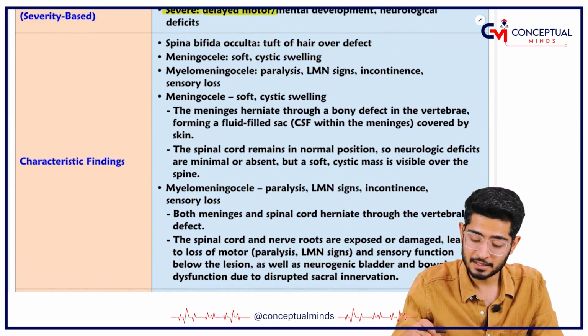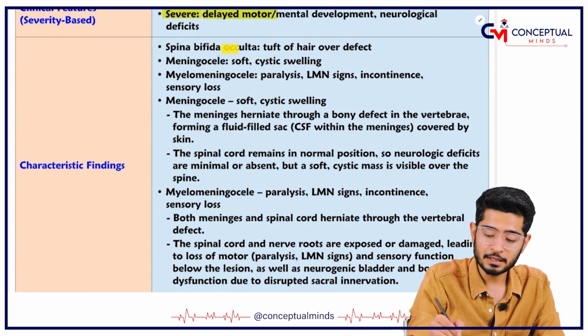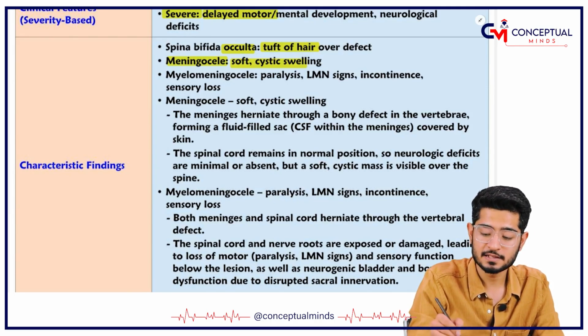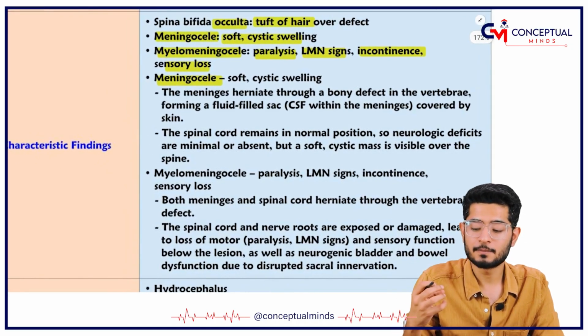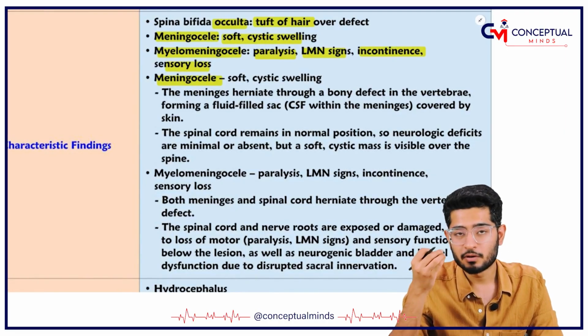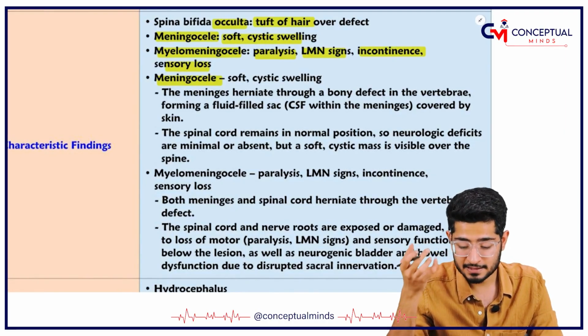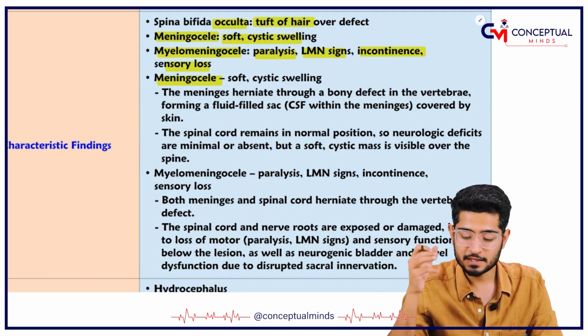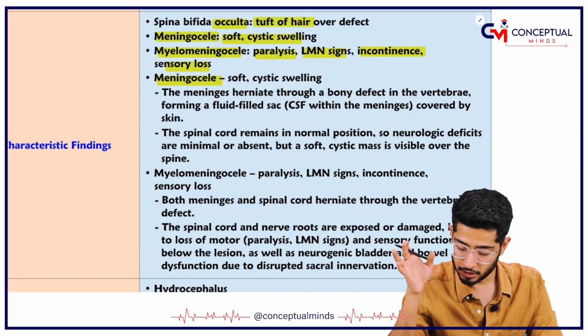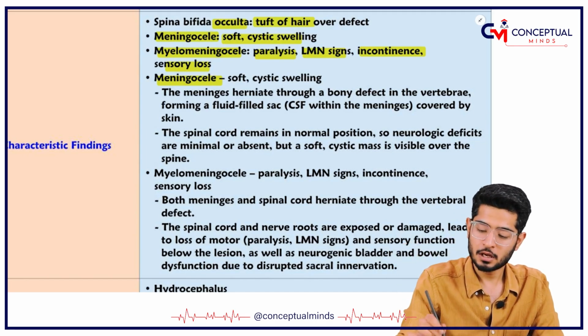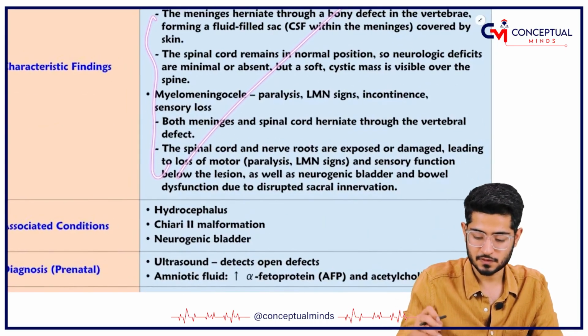So what are the characteristic findings? Spina bifida occulta is going to have a tuft of hair. If it is meningocele, of course, it's going to be a cystic swelling. If it is myelomeningocele, there will be LMN signs, incontinence, paralysis, and sensory loss. In meningocele, I have told you the meninges come outside through a bony defect, with a fluid-filled sac covered with skin. So these things you have to understand. And myelomeningocele, I think I've told you. There is nothing special written in all these things, so we can just remove them.